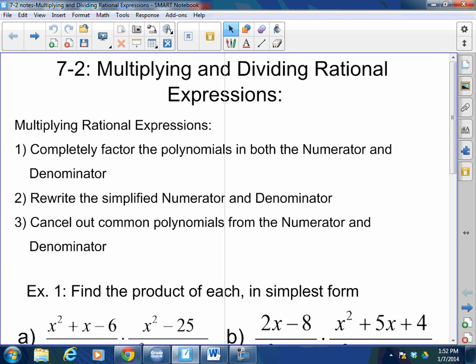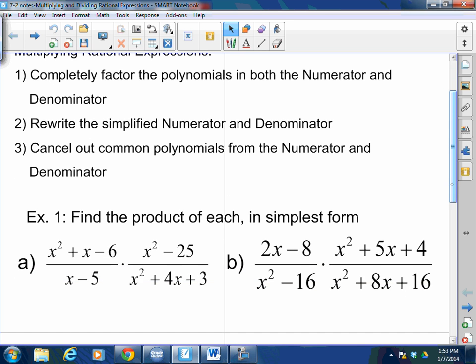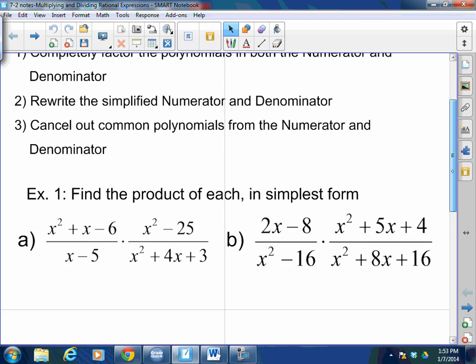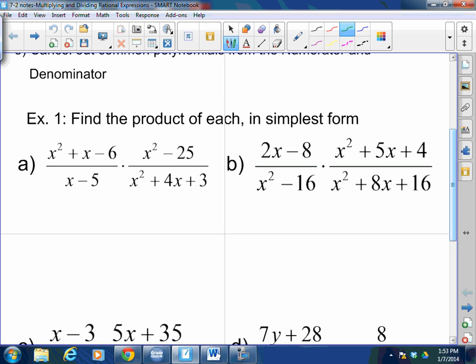Number two, rewrite the simplified numerator and denominator. Now that you've factored it out, make sure it's nice and neat. And then three, cancel out common polynomials from the numerator and denominator. Literally, that's it. And then you just multiply. And remember that when you're multiplying fractions, it's numerator times numerator, denominator times denominator. So, step one, factor everything first.